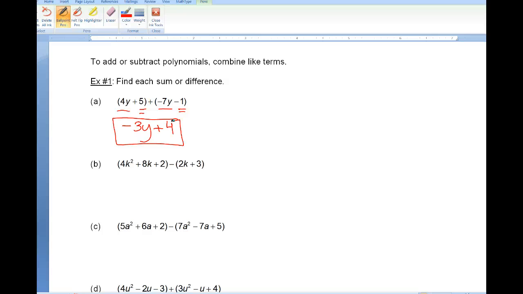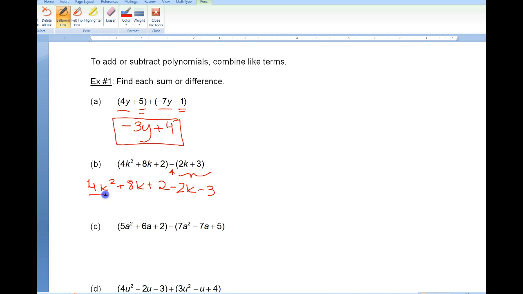When we're subtracting polynomials, like example B, we are also combining like terms, but because the polynomials are being subtracted, we have to account for that subtraction in the second polynomial. So I'm going to change my signs. I'm going to distribute the negative through there. I'm going to bring down my first polynomial, and then I'm going to combine my like terms.